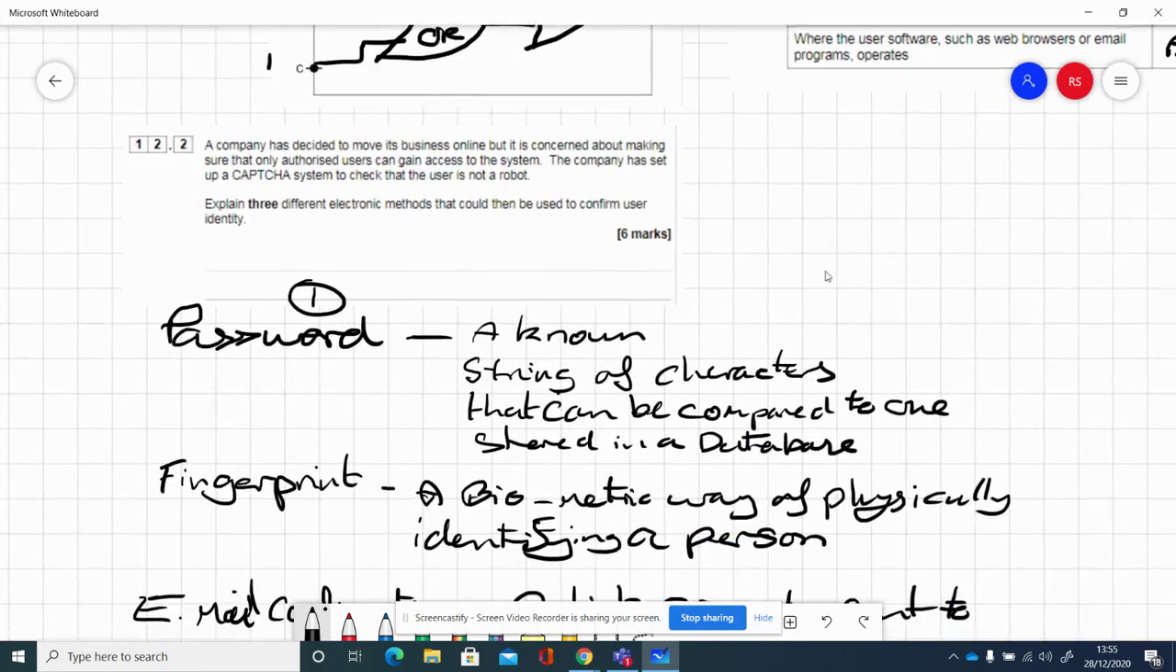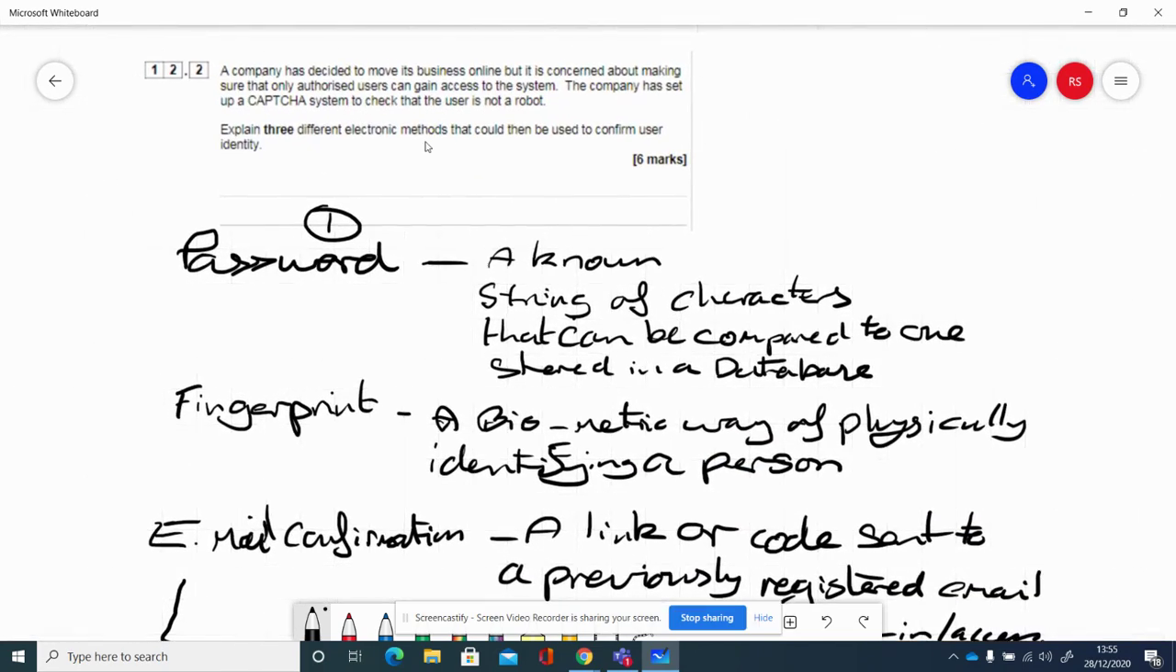So just moving on to the next one, we've got a question here. This is a 6-mark question, so you've got to actually do some describing on this. When I marked this one as an examiner, lots of people described capture, even though it already says that capture has been done. And so you don't get any marks for describing what's in the question. So we need 3 different electronic methods that we could use to confirm a user identity.